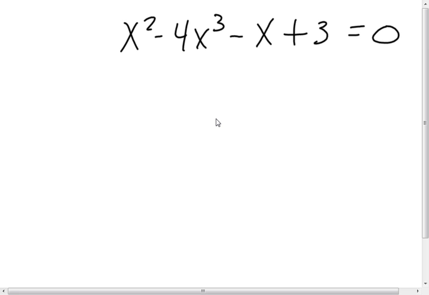And as we look at roots and talk about roots, what is a root? A root is where the equation, when graphed, crosses the x-axis. So let's talk about a polynomial.